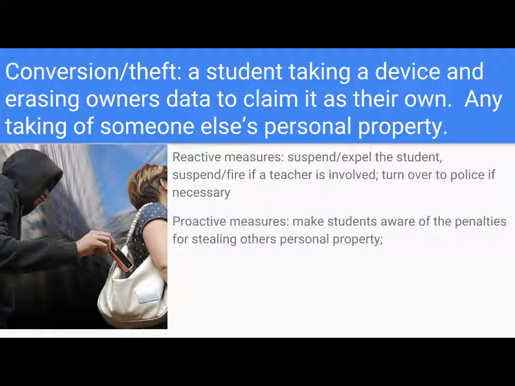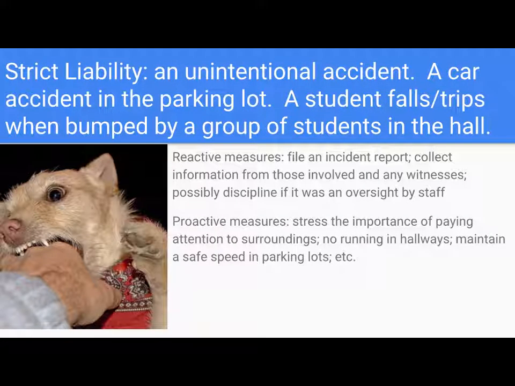Conversion or theft, which is kind of a problem nowadays with all the different technology and expensive devices that students have. And so obviously disciplining the students, most of them are aware of what the consequence is already. So as a proactive measure, just kind of trying to remind the students that it's not worth it, and you have cameras, and you will kind of figure out what happens. Our assistant principal is especially good at kind of getting the truth out of a student.